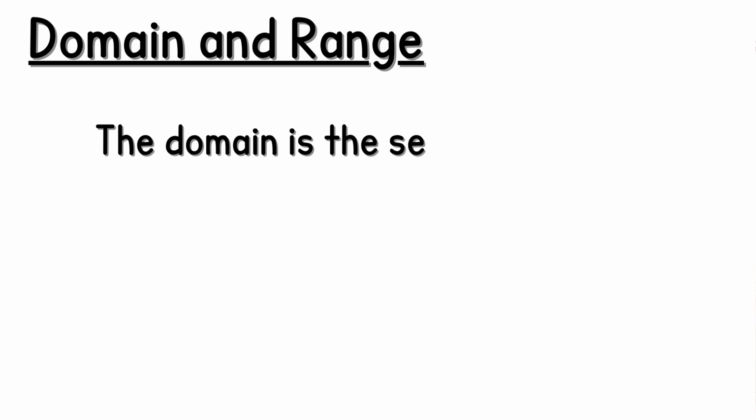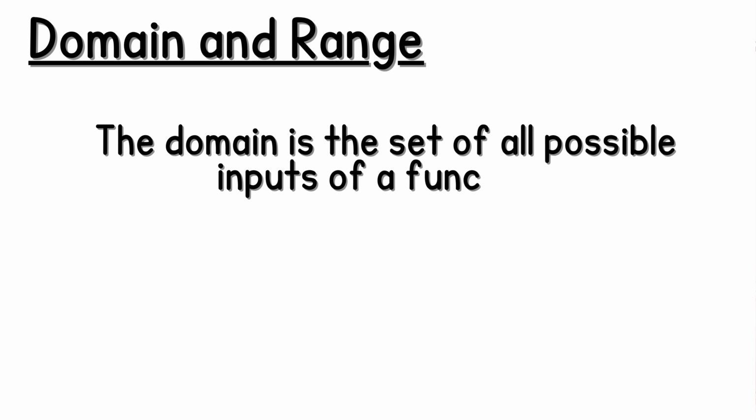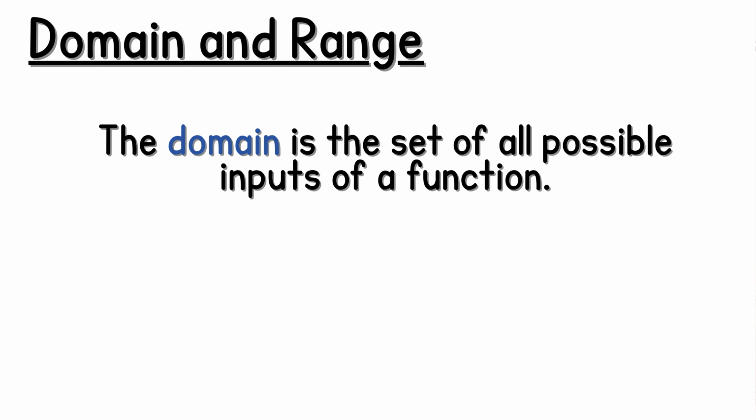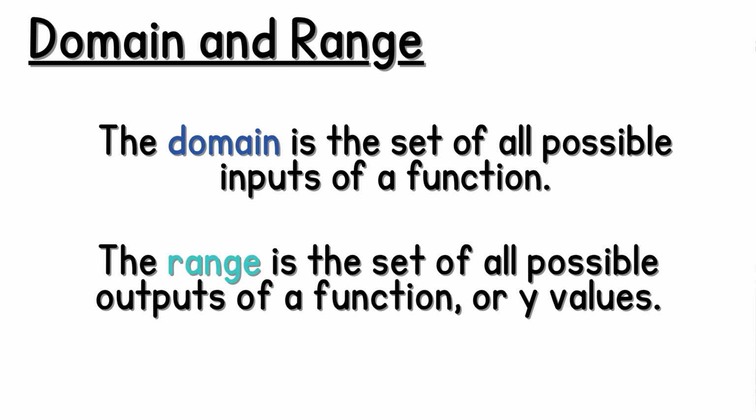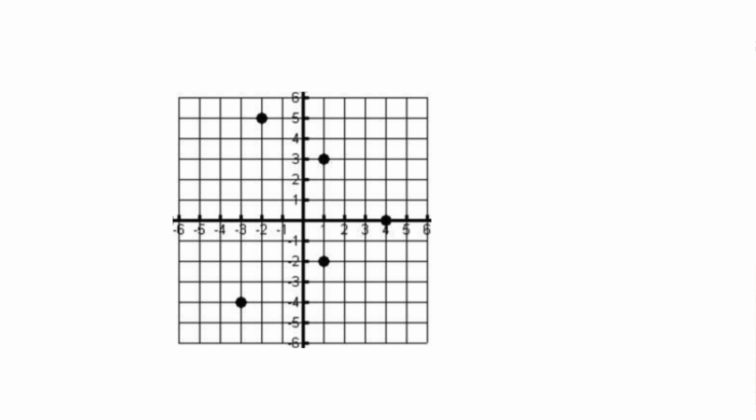We know that the domain is a set of all possible inputs of a function, or the x values. And the range is a set of all possible outputs of a function, or the y values. So if we have a graph like this containing 5 separate points, we can find the domain and range by looking at all of the x values and all of the y values in these 5 points. Let's start by labeling them.